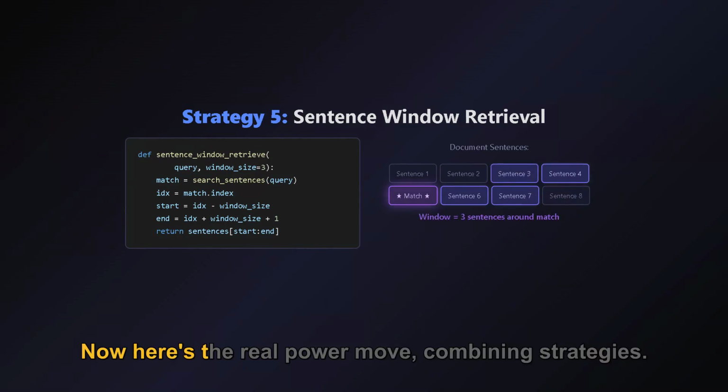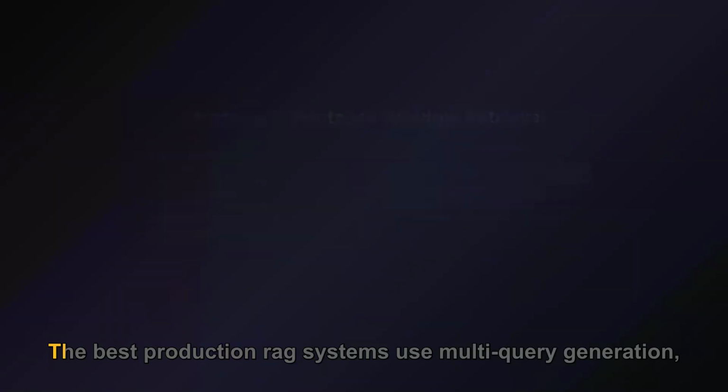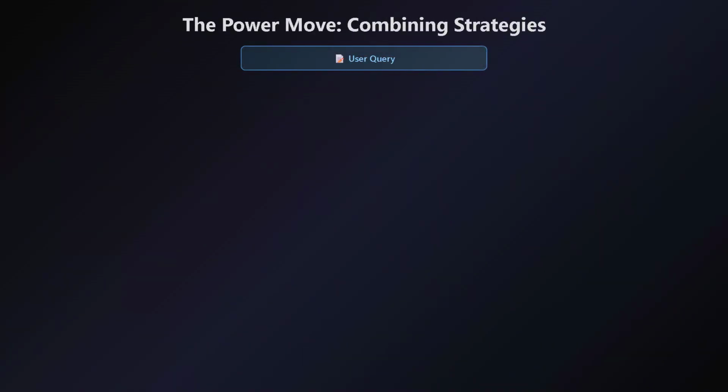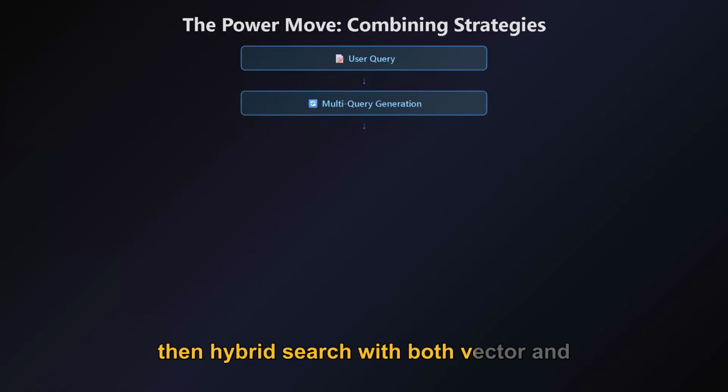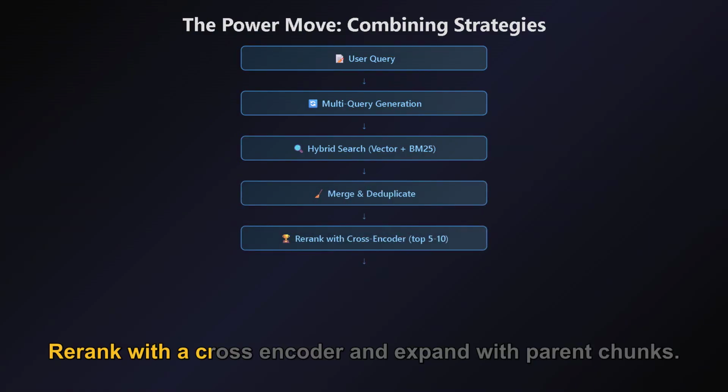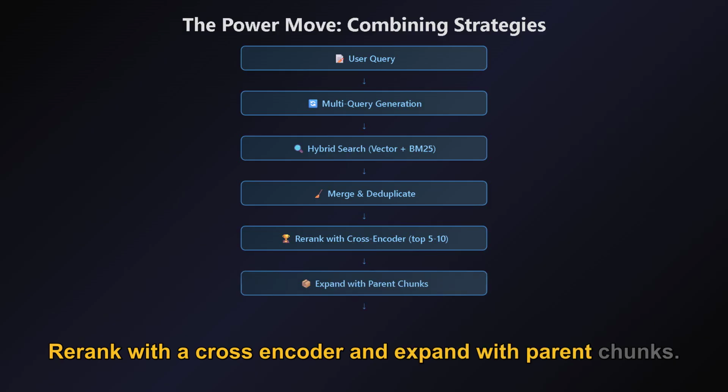Now here's the real power move: combining strategies. The best production RAG systems use multi-query generation, then hybrid search with both vector and BM25, merge and deduplicate candidates, re-rank with a cross-encoder, and expand with parent chunks.